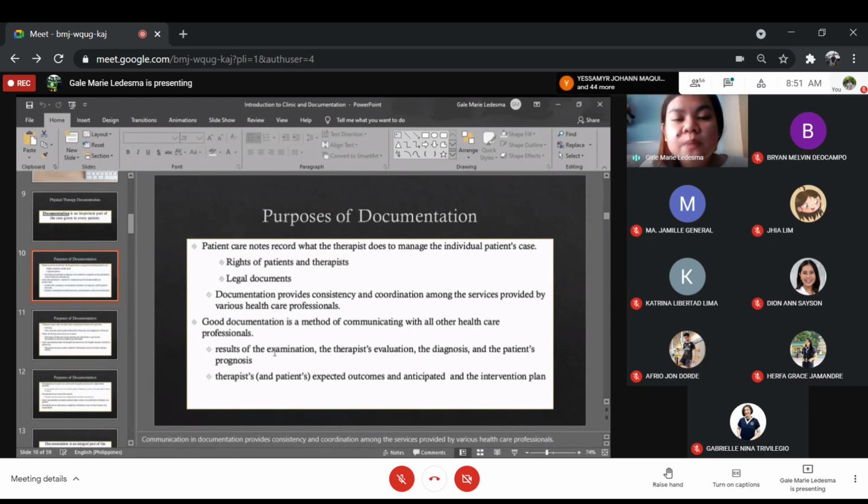So this is where we write the results of our examination, our evaluation, our PT diagnosis, and the patient's prognosis. Okay, and this is also where we write our expected outcomes, our anticipated goals for the patient, and the intervention plan.